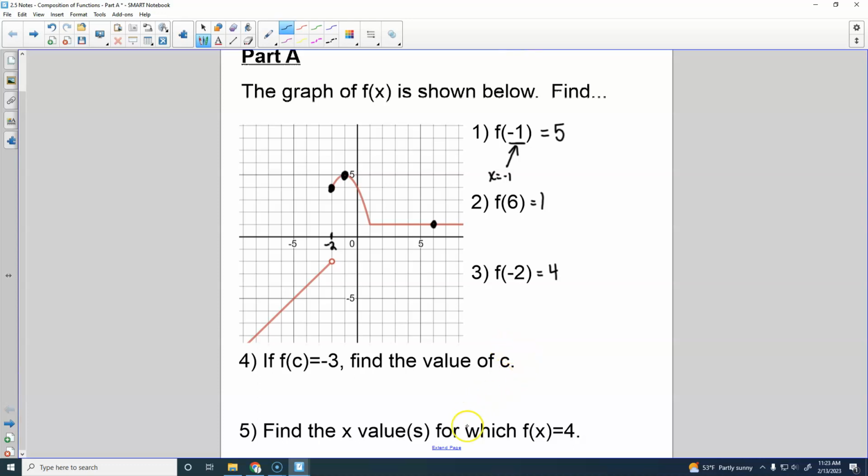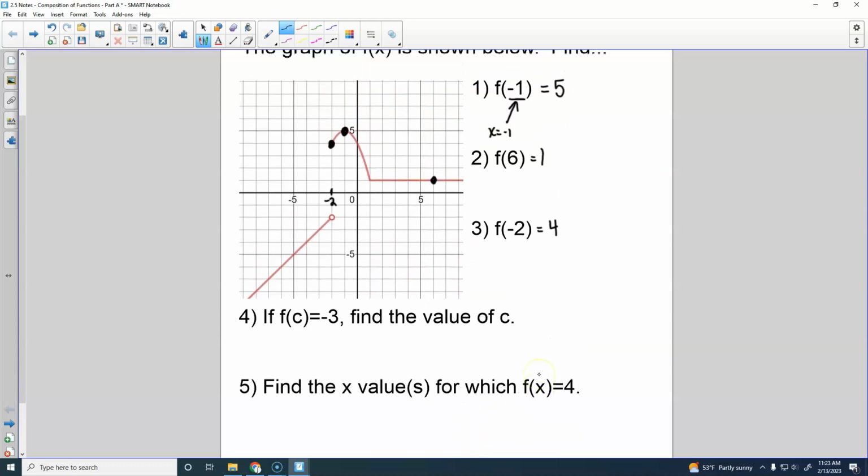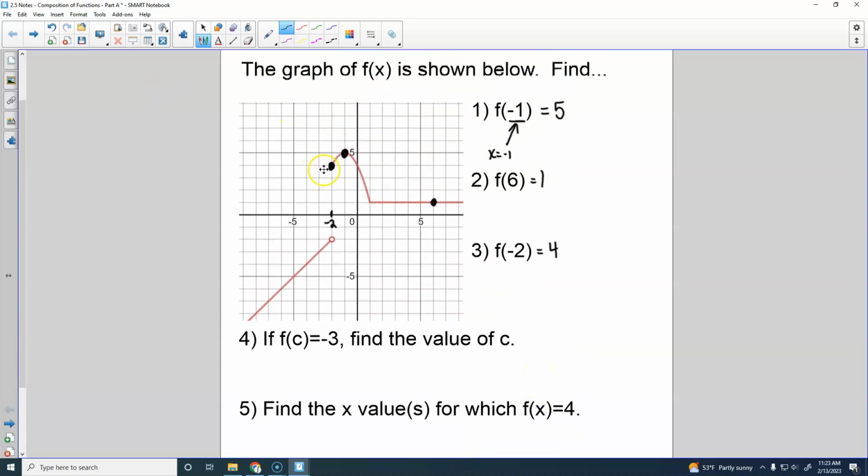Okay, so if they were both open circles, you would have to say it's undefined. If you don't have a closed circle somewhere, then it would be undefined.